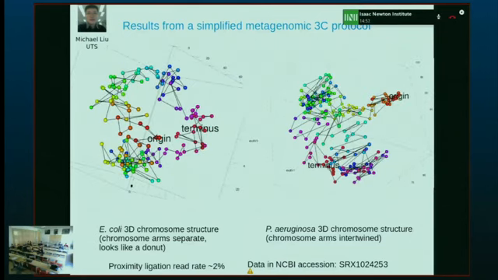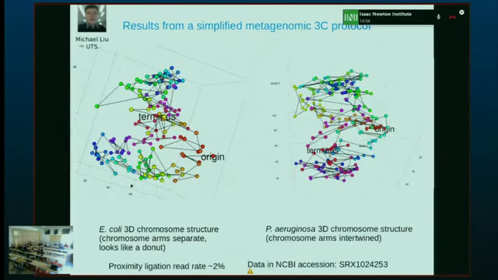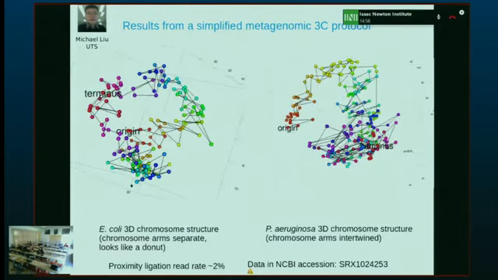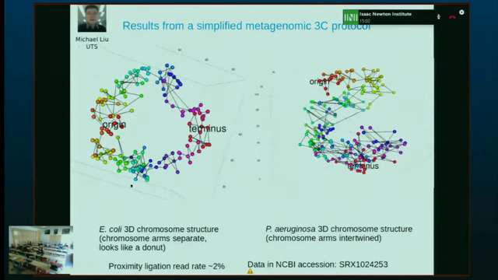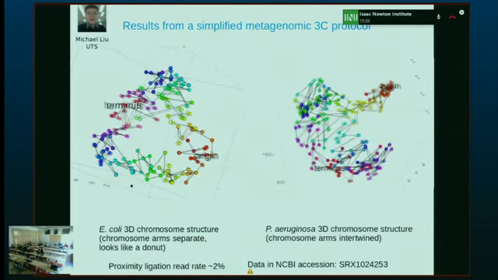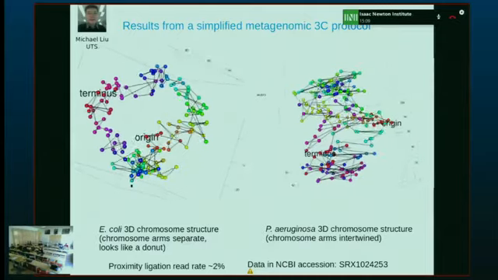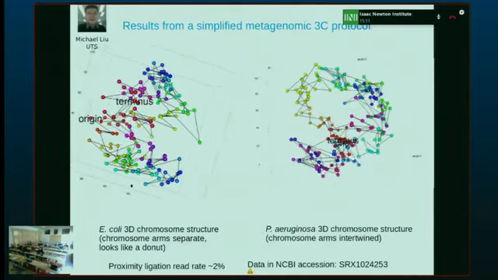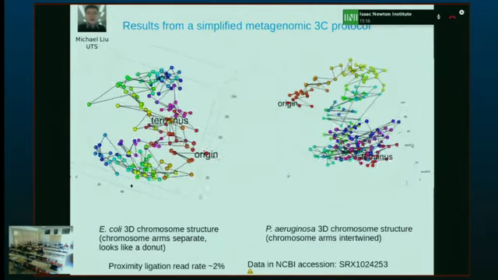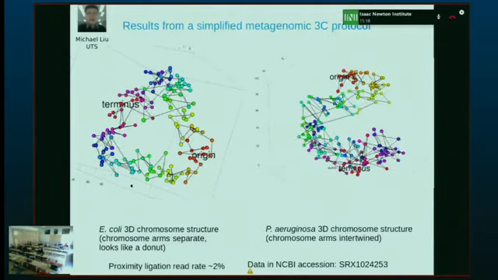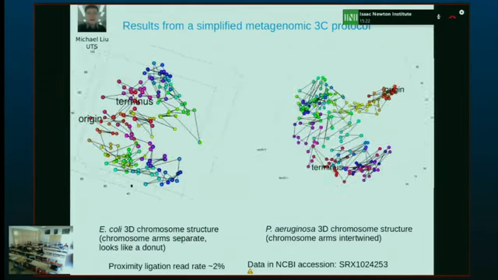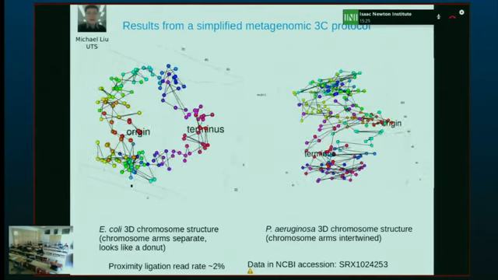Confirmation of this came in the form of us reconstructing 3D structures of a few of the bugs in the mixture. What you're looking at here are 3D structures of E. coli and Pseudomonas aeruginosa. E. coli's genome structure is kind of circular, donut-like, my favorite food. And Pseudomonas aeruginosa has a genome where the 2 chromosome arms between the origin and terminus are intertwined with each other, so it's kind of twisted and snake-like, if you will. And the data is in this NCBI session if you want it.